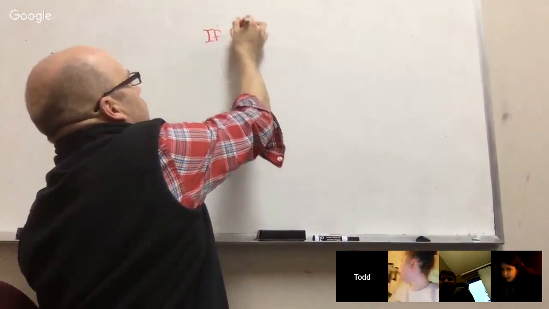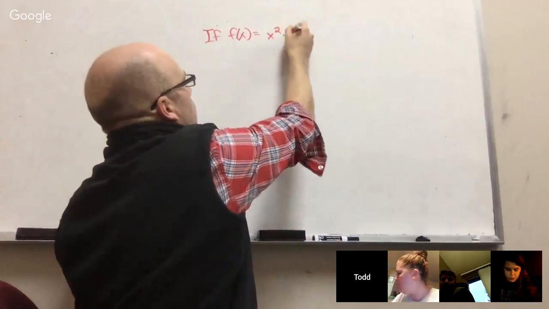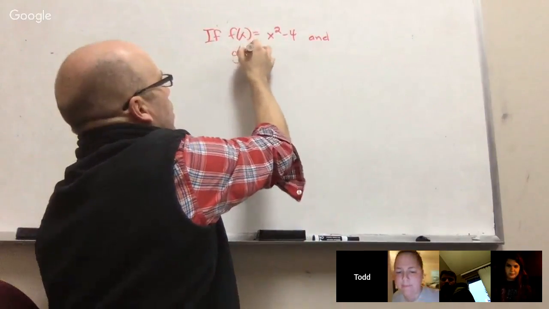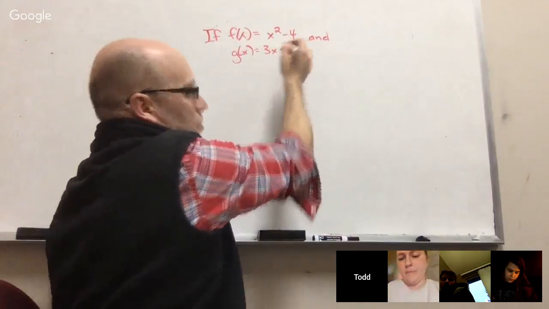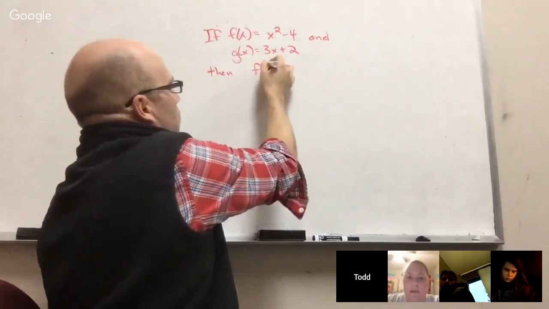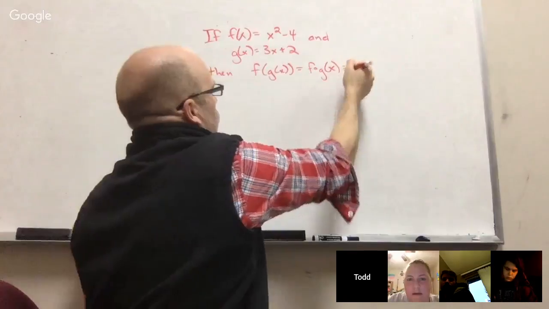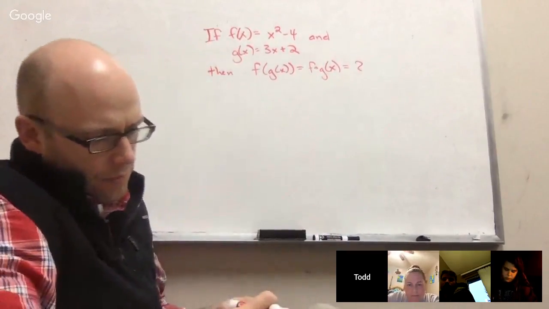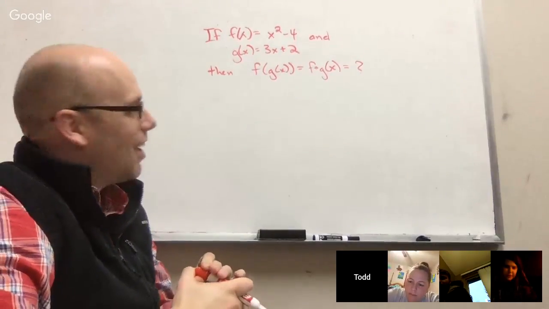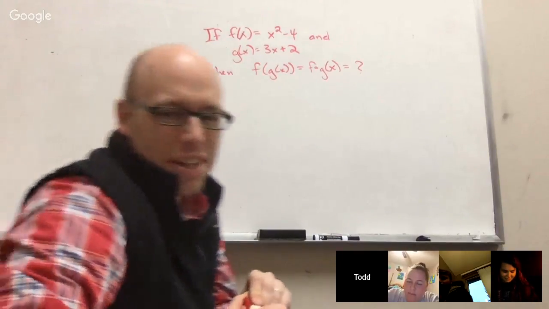So this question says if f of x equals x squared minus 4 and g of x equals 3x plus 2, then f of g of x equals what? I love these, honestly. All right, you're feeling good about it? Yeah, if I could take this practice over and over again, I'd probably do well. Yeah, awesome.